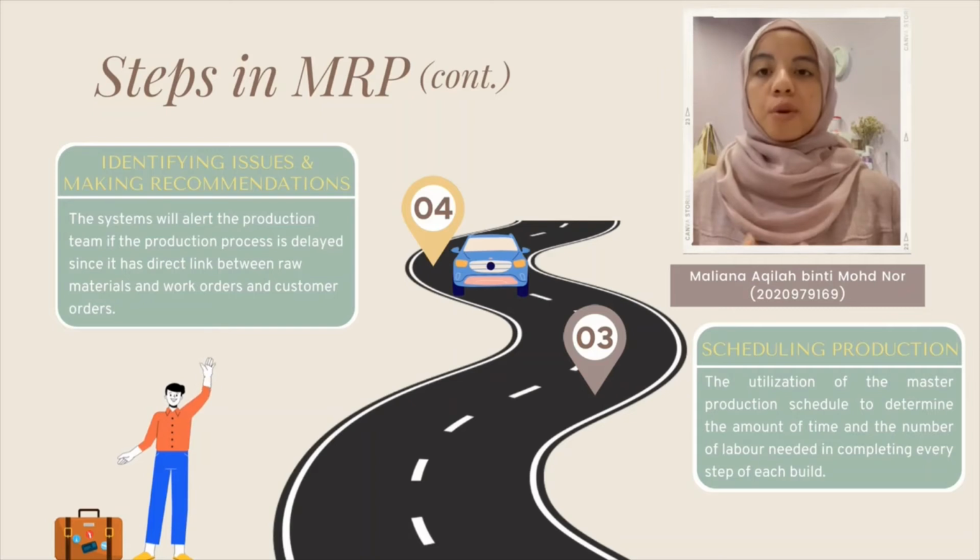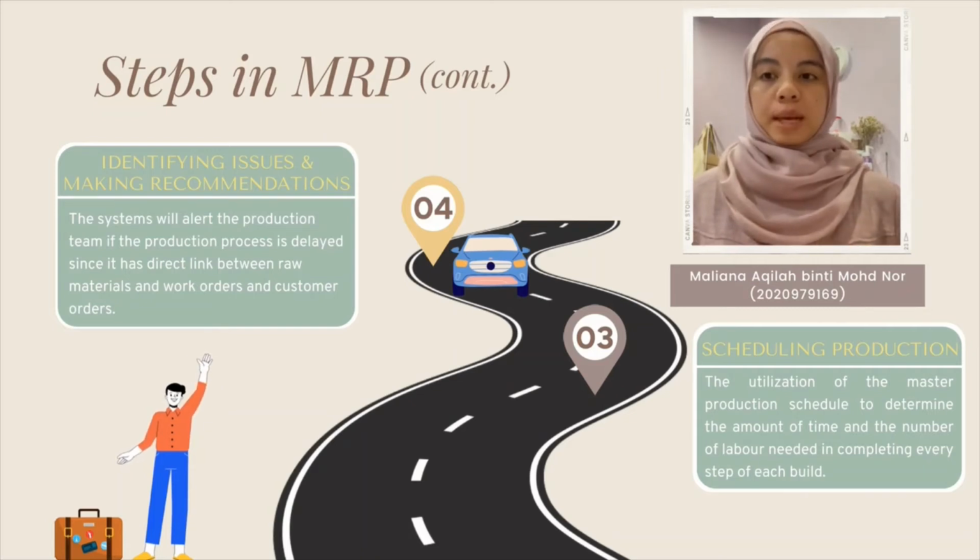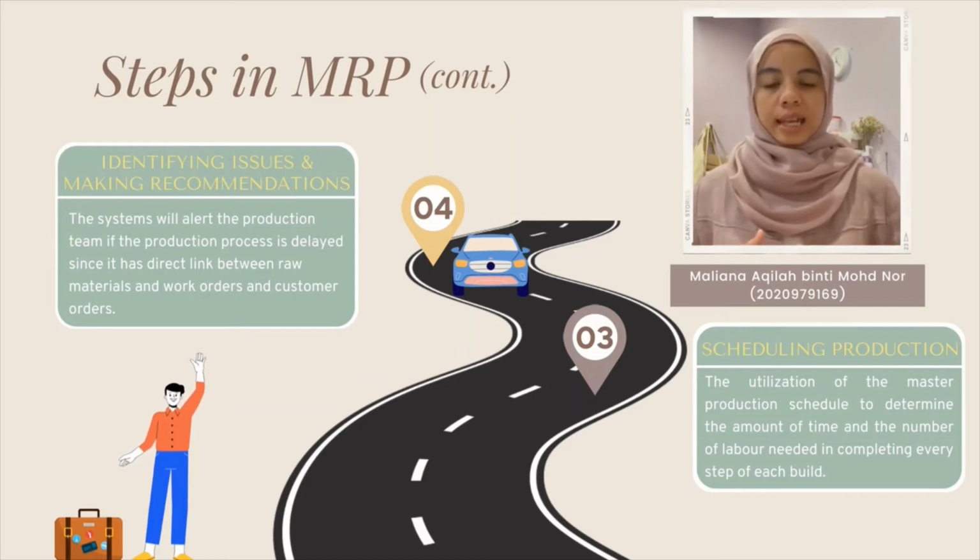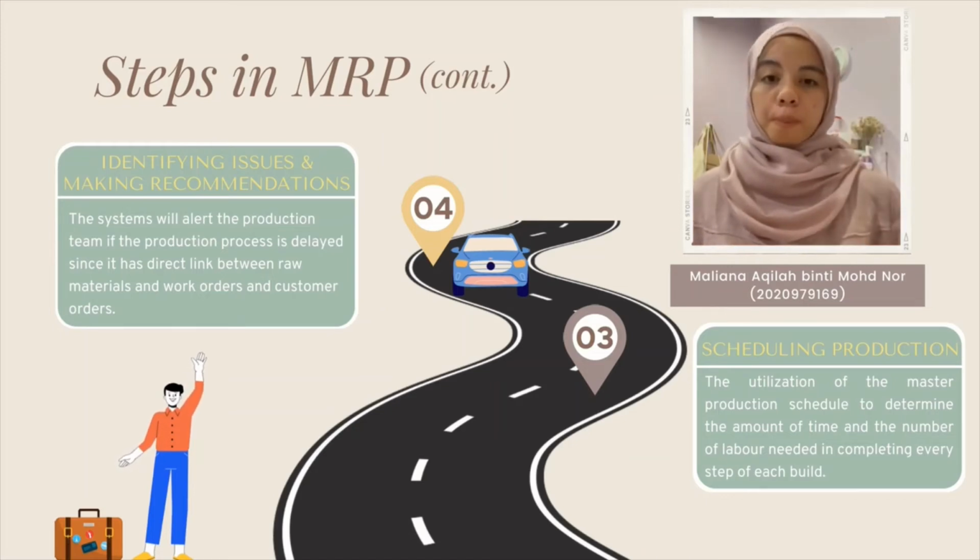In addition, the production schedule also provides information on what machinery and workstations are required in each step and comes out with a proper work order, purchase order and transfer orders. If any sub-assemblies are required, the system will also schedule them accordingly.